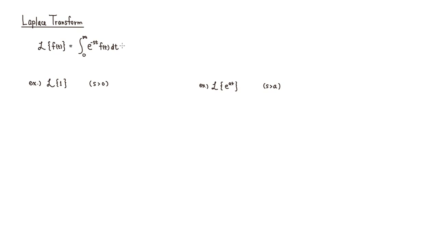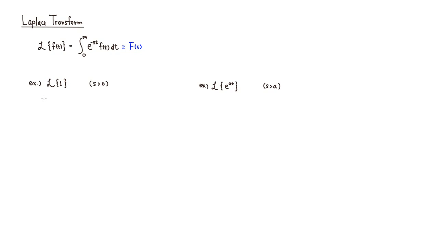So sometimes we use the notation capital F sub s. Again, note that this is a function of s, not a function of t anymore. Let's look at a couple of examples of computing the Laplace transform. First, let's find the Laplace transform of 1, where s is assumed to be a positive number.